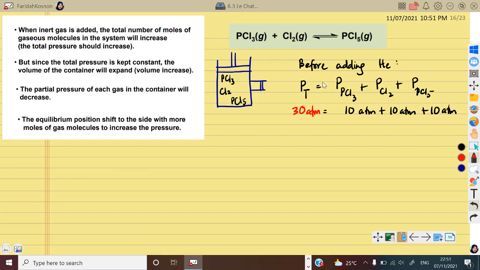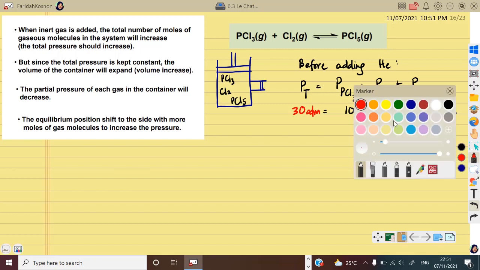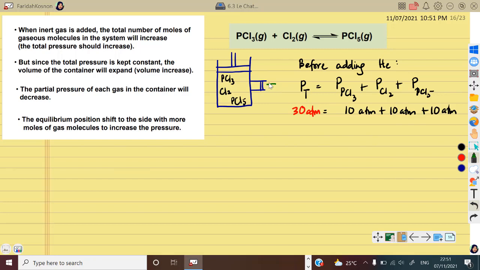Sekarang, saya nak ganggu. Saya ganggu sistem itu dengan adding helium. Contoh paling mudah helium lah. Saya tambah helium, tetapi saya tambah helium ini at constant pressure. Sekarang ni at constant pressure.